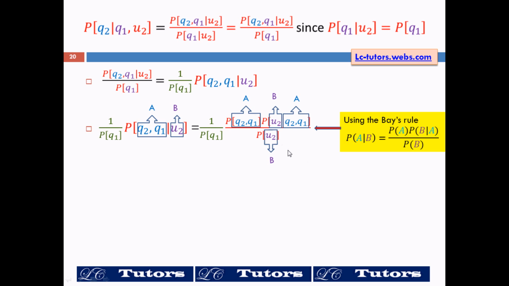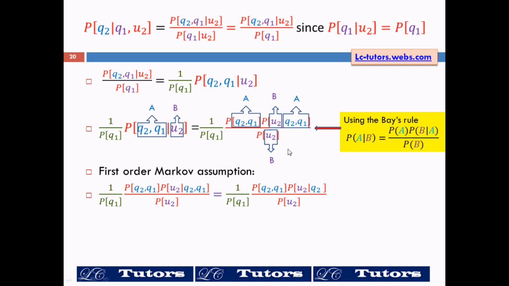Okay, now we again have a condition of first order Markov assumption. That means we have this expression, we write it down here as it is. This is the same thing that you've got from here to here, and from here we write the same thing. And now we have the first order Markov assumption, which means that we don't have to worry about this.